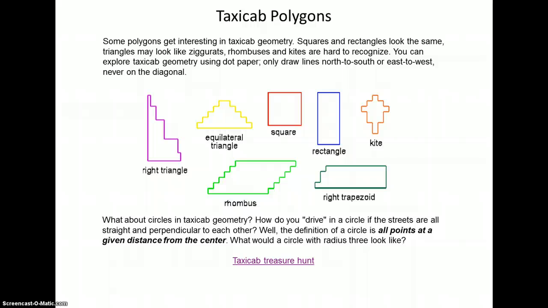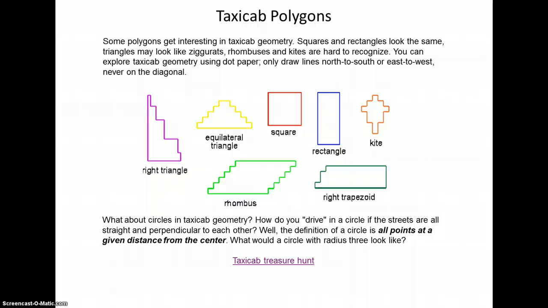An equilateral triangle is also going to be zigzagged. This is an example of a symmetrical one, but it could not look symmetrical. The kite and the rhombus and the right trapezoid all end up with these zigzaggy sides where we would think of them as being slanted.